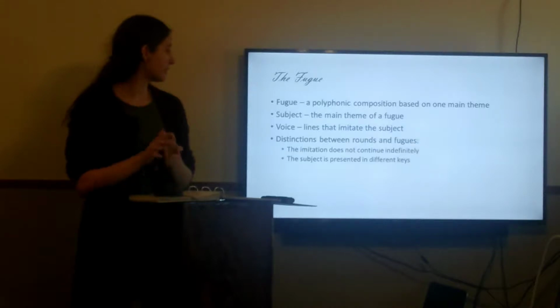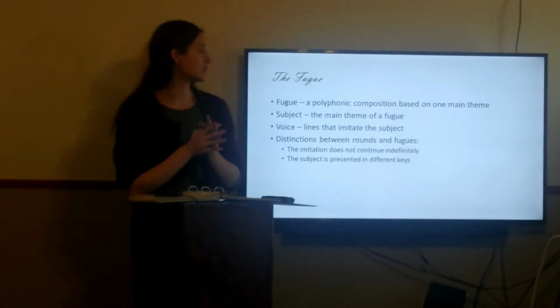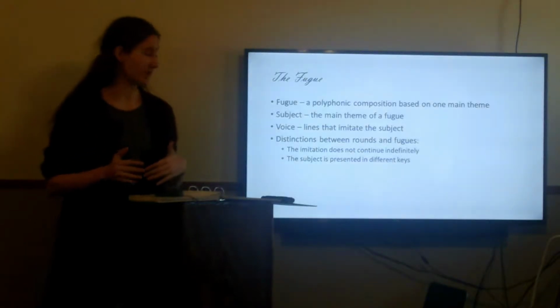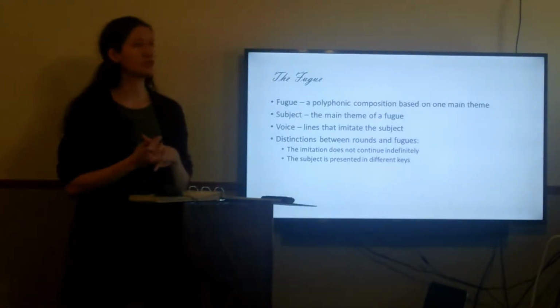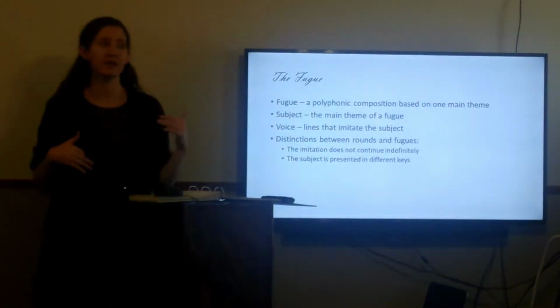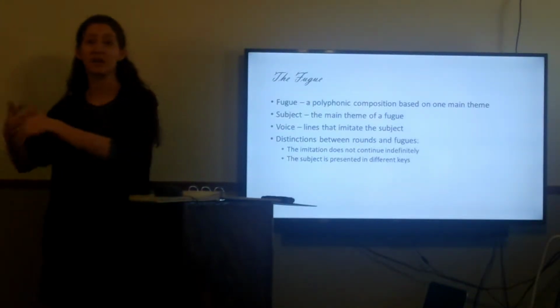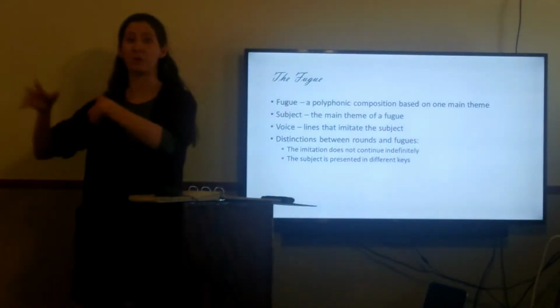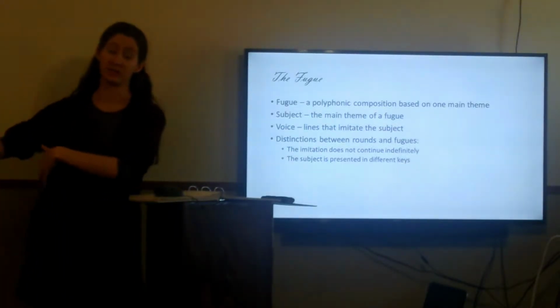There are a couple different things, the distinctions between rounds and fugues. They're similar, but they're not the same. First of all, imitation doesn't continue indefinitely. So you might have voices that are repeating themes, but it's not going to keep going. Like if you do a round with Three Blind Mice, it can just kind of keep going, and you can add more and more, and it never stops.